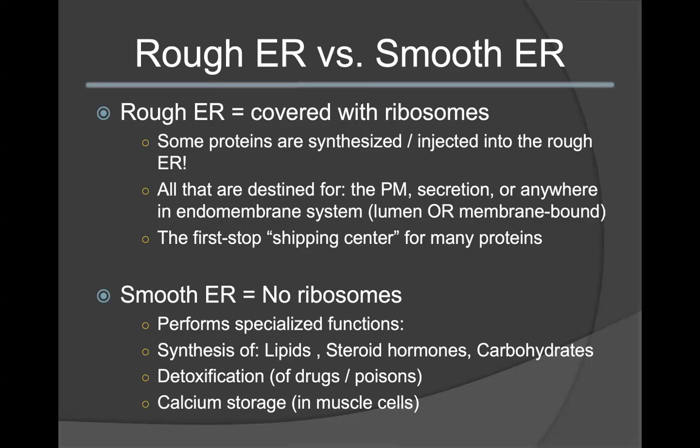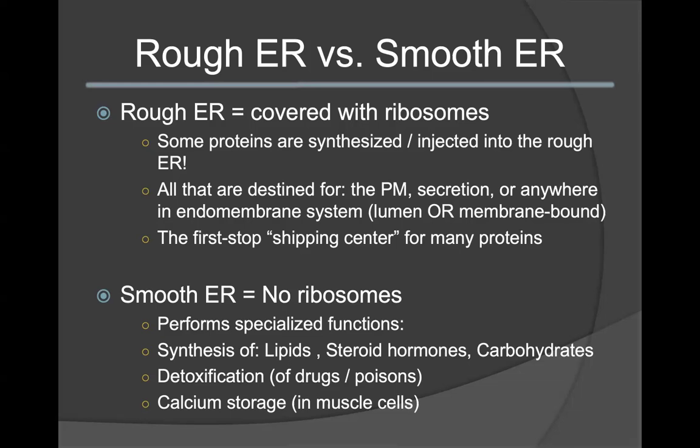This means that all of the proteins that are destined for the plasma membrane or destined to be secreted from the cell, or anywhere that are going to be used in the endomembrane system, either in the Golgi or lysosomes, etc., are all going to be produced by the rough ER. The rough ER is considered to be the first stop shipping center for many proteins.